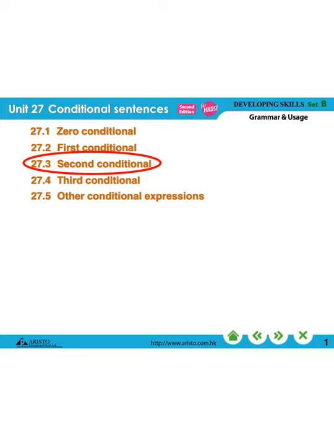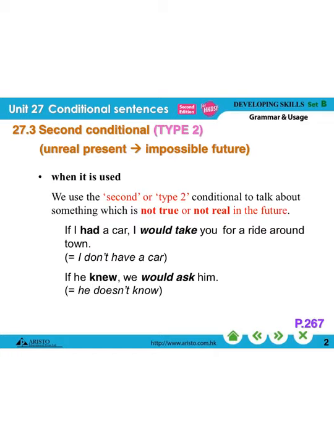Hello everyone. So today I would like to talk about conditional sentences. Unit 27, conditional sentences. In the previous video, we talked about the first two types of conditionals, and today I would like to focus on another type of conditional, which is conditional type 2. Okay, the second conditional. So first of all, let's take a look at how and when it is used.